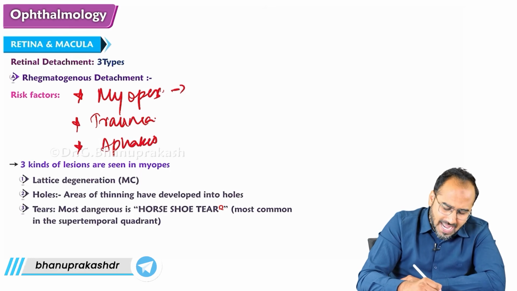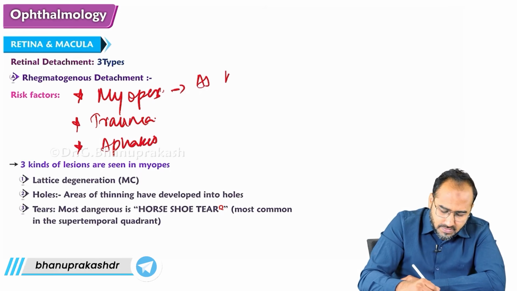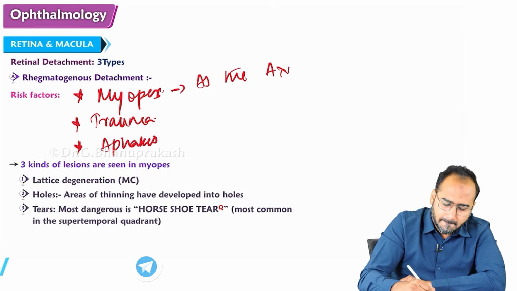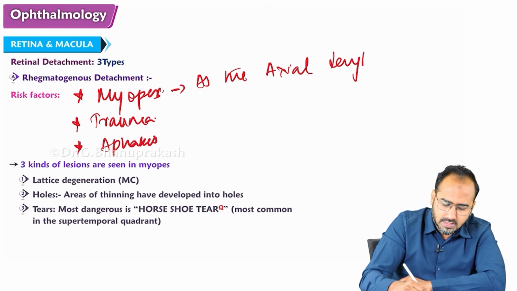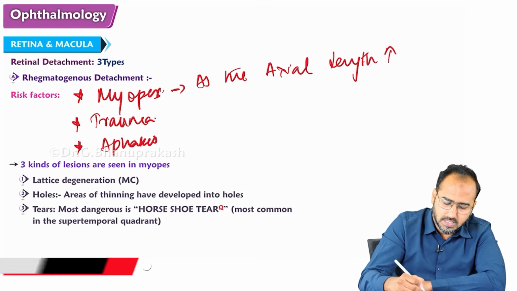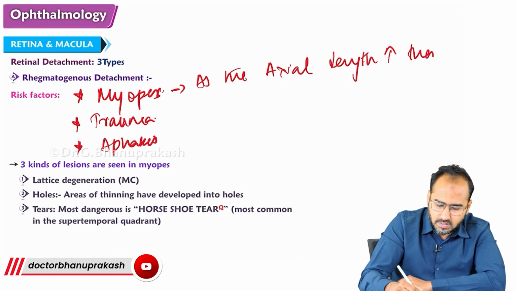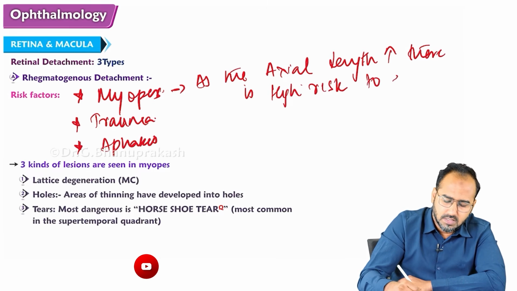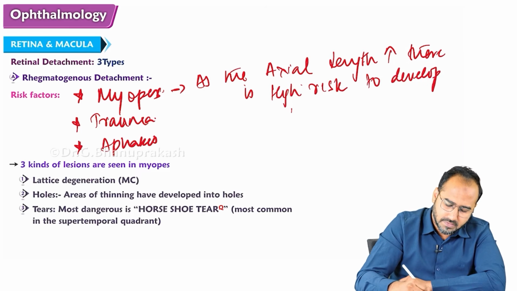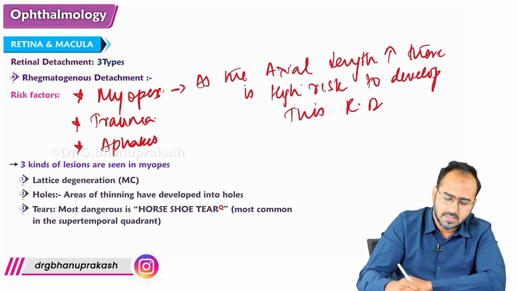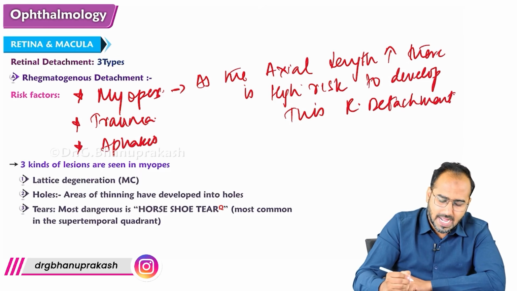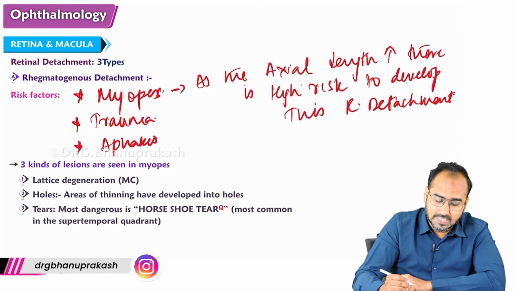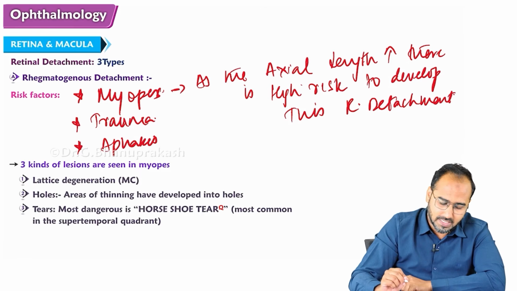Why are myopes at higher risk of developing it? Because as the axial length increases, there is a high risk to develop this retinal detachment. As the axial length is increased, there is a higher risk to develop this retinal detachment.